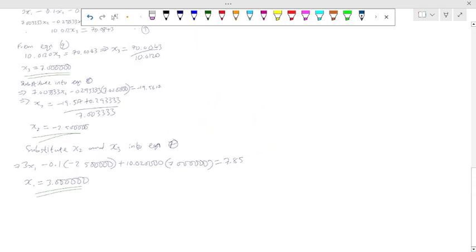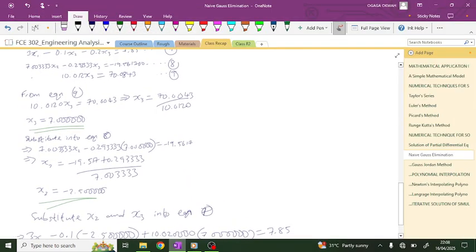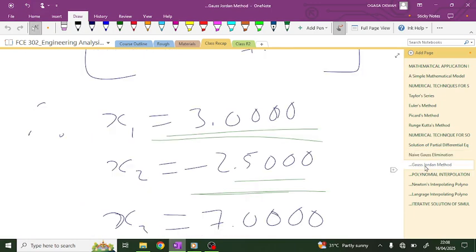That is it for the naive Gauss elimination method. In the next video, we'll talk about the Gauss-Jordan elimination method, and they give the same answer.